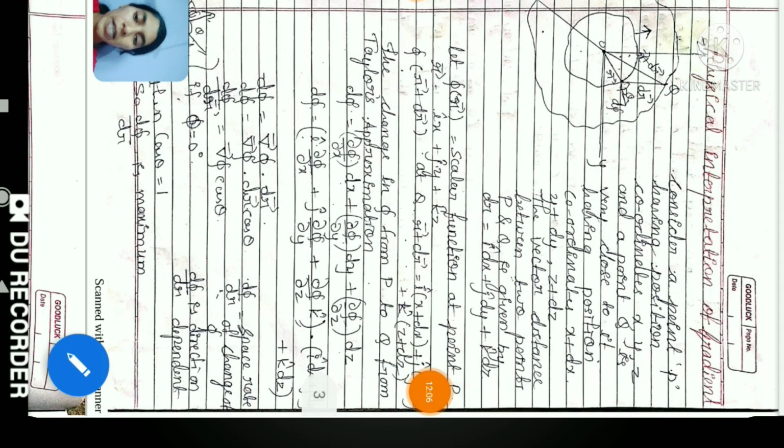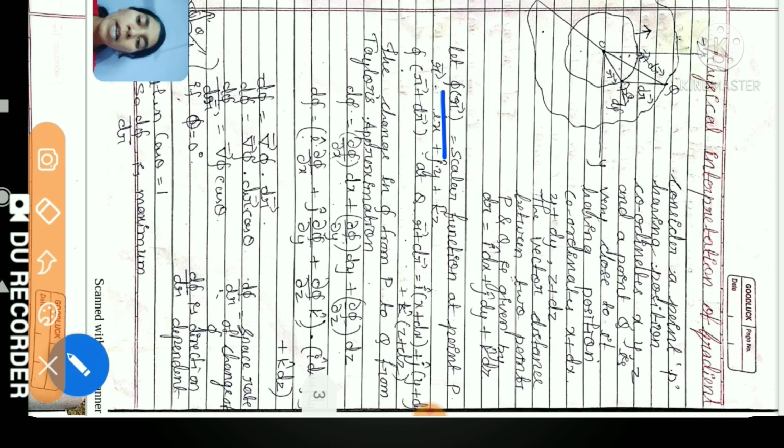Let us consider here phi of r as the scalar function at a point P. So r is given by ix plus jy plus kz. Then phi of r plus dr at Q, which is given by the vector r plus dr, is equal to i times (x plus dx) plus j times (y plus dy) plus k times (z plus dz). So phi of r is the scalar function at point P, and at the point Q it is phi of r plus dr.